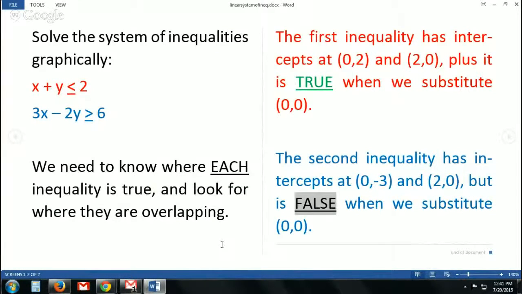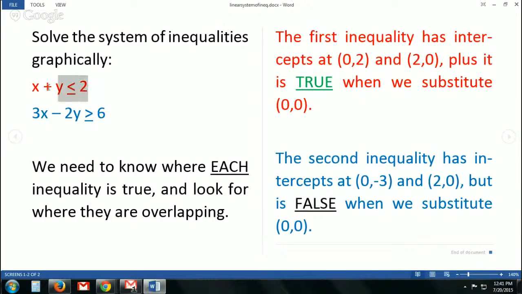Let's look at solving a system of inequalities graphically. Here we've been given two different inequalities, x plus y less than or equal to 2 and 3x minus 2y greater than or equal to 6. We need to know where each inequality individually will be true, and then we want to look at where the two things are overlapping. That will be the solution for our system of inequalities where both things are true.